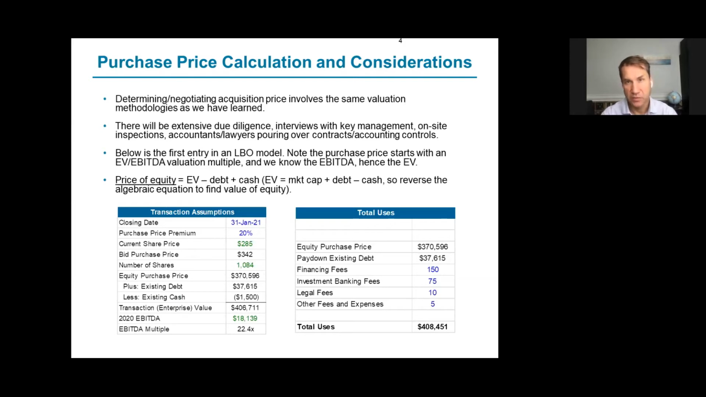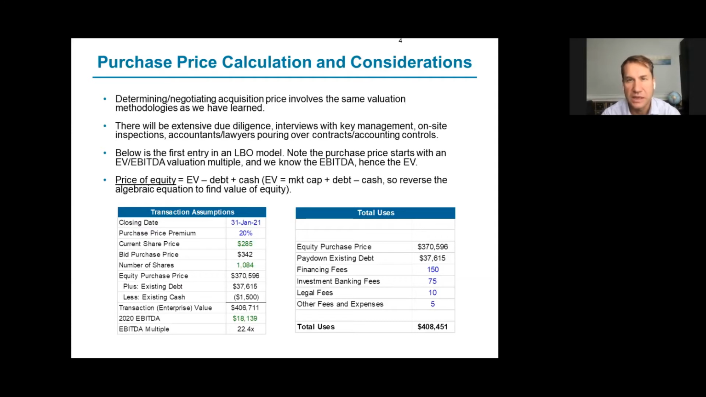And then if you multiply that by the number of shares, we get to the equity purchase price. Then we add debt, subtract cash to calculate enterprise value, and we back into the implied EBITDA multiple from the purchase price. For private companies, it's kind of reverse logic. You would assume a multiple. You would value the business based on a multiple of EBITDA, and then you can back into share price, if that's even applicable for a private company.